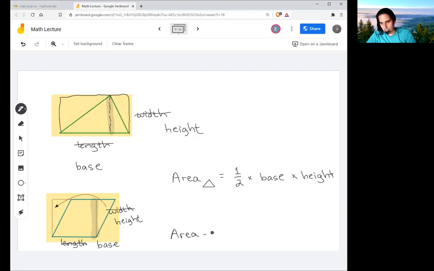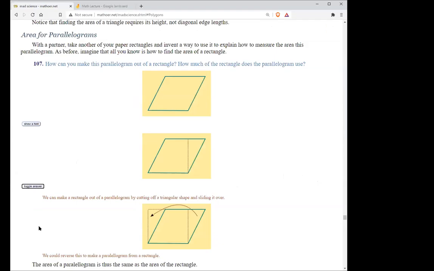And I will write that the area of a parallelogram is all of base times height, because I'm getting all of this rectangle instead of just half of it, because I had to photocopy my triangle to fill in the blanks before. Okay, so far? Yep.